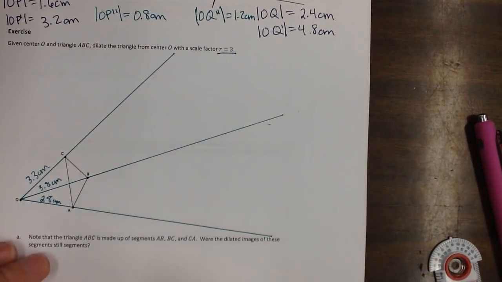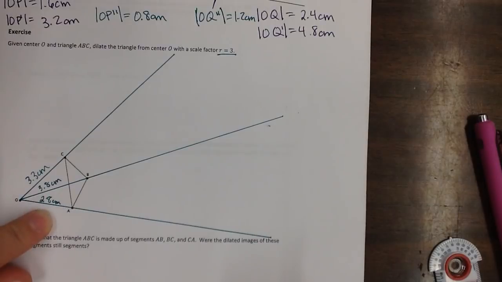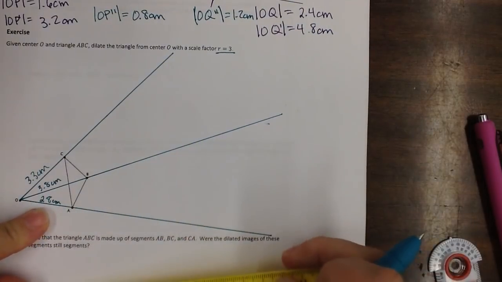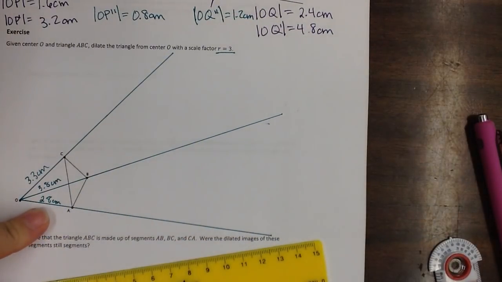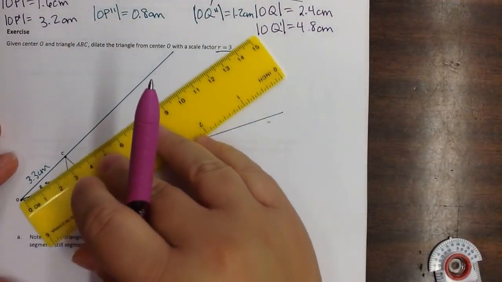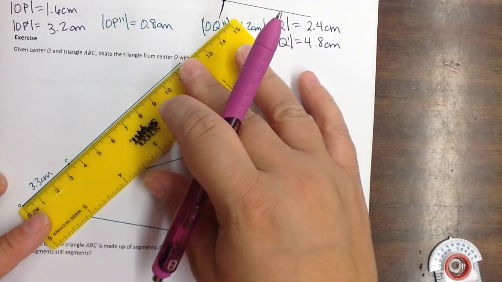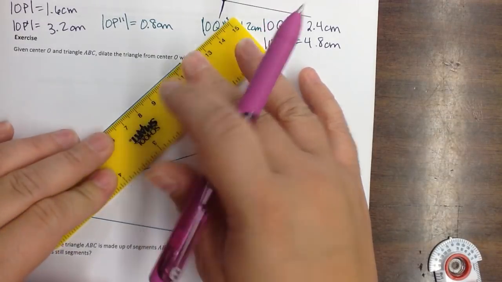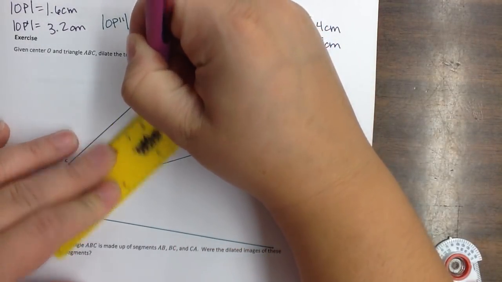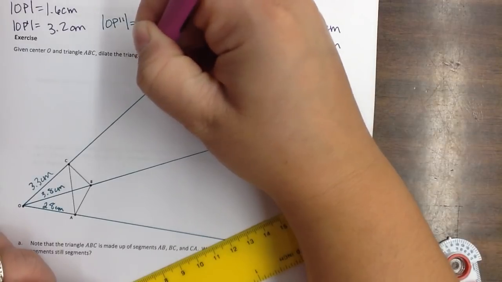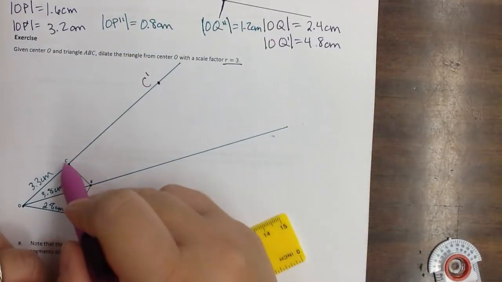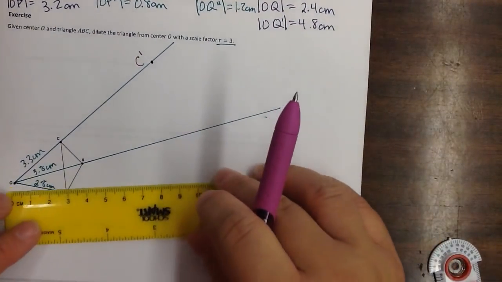Okay, so then I'm going to take each of these numbers and multiply them by the scale factor. So 3.3 times 3 would be 9.9. So I just line up my ruler with this, and on the line at 9.9, I make a point, and I label it C prime. The original is C, this one is C prime.